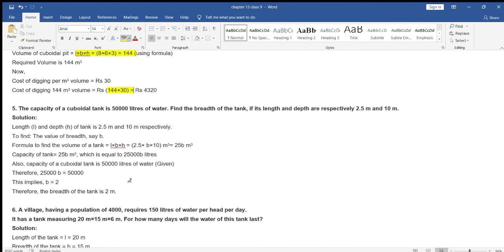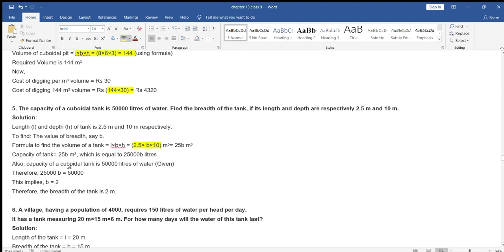Yes, now here the question is, we have to find the breadth of the tank. What is given to us is the length and depth. So if we assume the breadth is b, putting the values, we get 2.5 into b into 10. Here b is unknown.